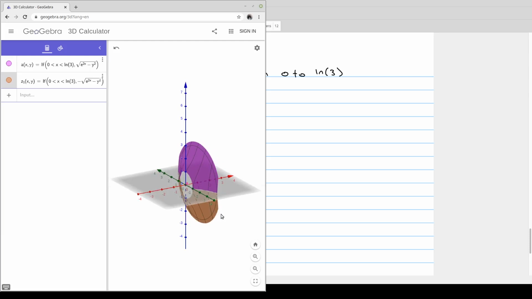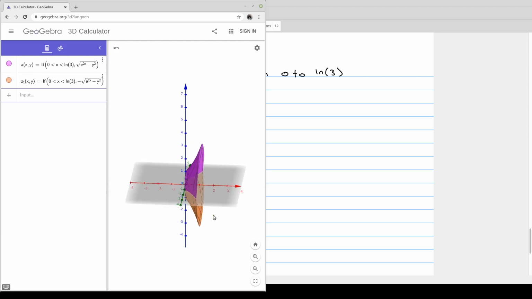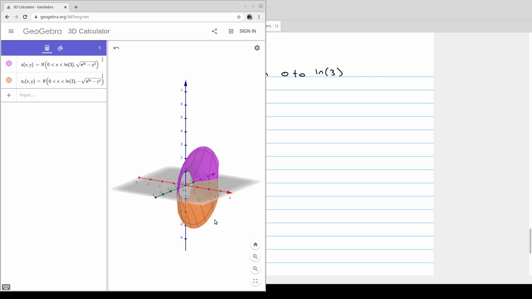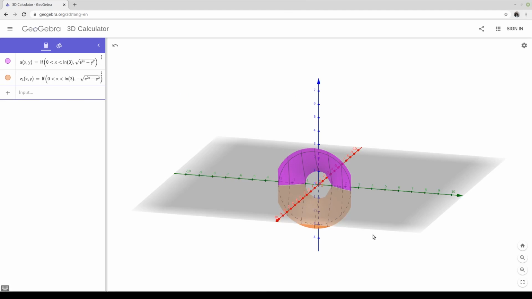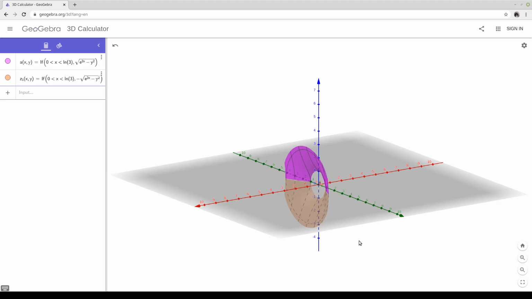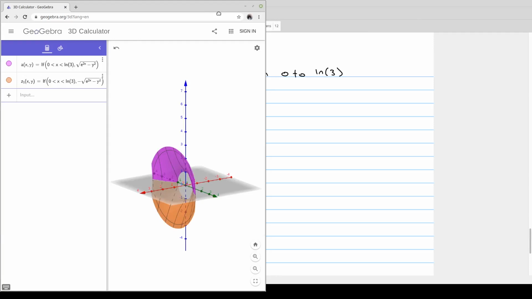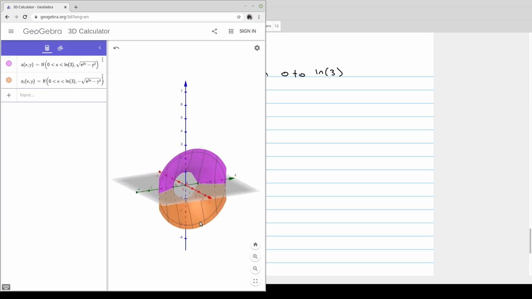So if we take the function e to the x for x from 0 to ln of 3, this is exactly what we get. And I'll make this a little bit bigger so you can all see this through one full revolution. For some reason, it doesn't want to rotate when we're that big, so I'll keep it at this size, and then we'll rotate it. So the number that we're going to calculate is the surface area of this surface right here.